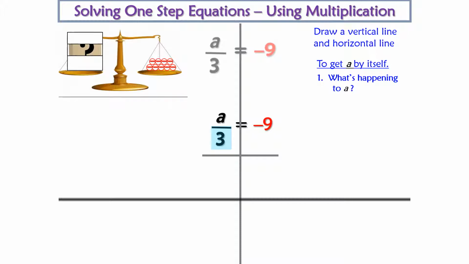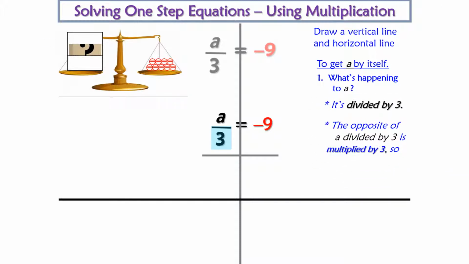Well, what's happening to it right now is that it's being divided by 3. And since the inverse operation of division is multiplication, we are going to multiply both sides by 3.